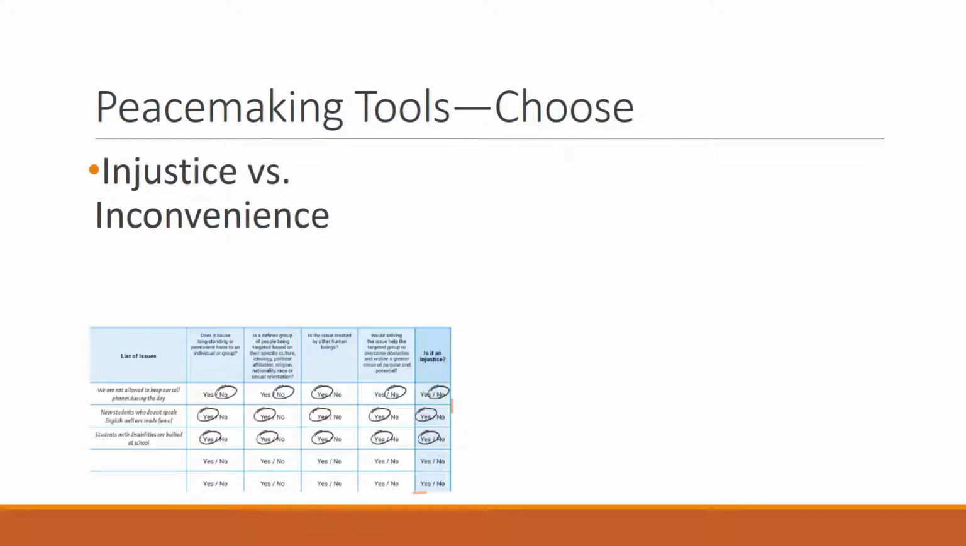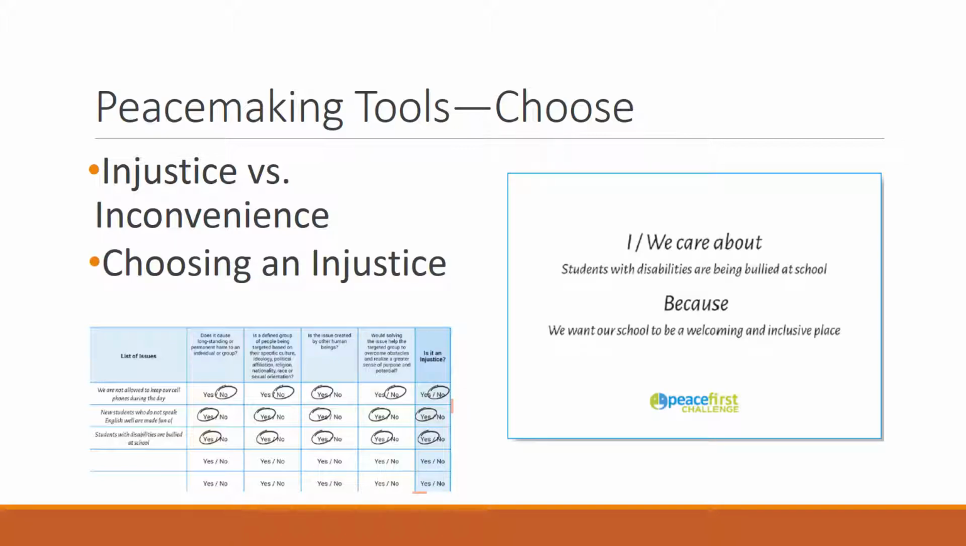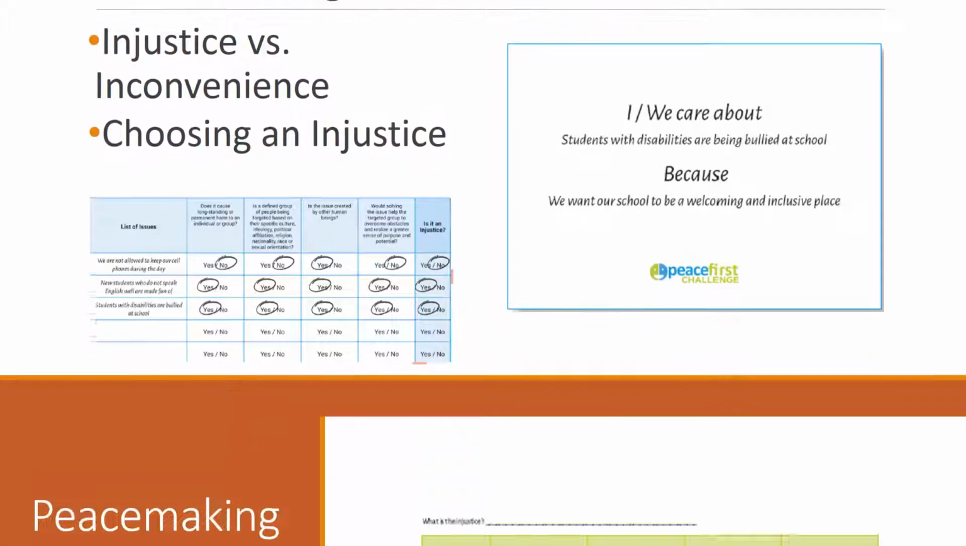With Injustice versus Inconvenience, your mentees will focus on the differences between an injustice and an inconvenience. They will identify specific problems in their school or community and categorize them accordingly. The final Choose tool could be one of the most important. With Choosing an Injustice, your mentees will choose one injustice that will be the primary focus of their peacemaking project.